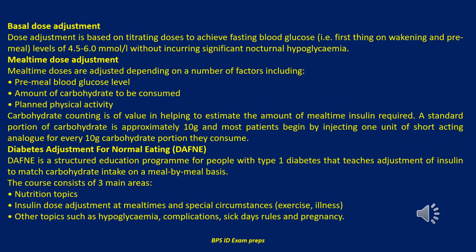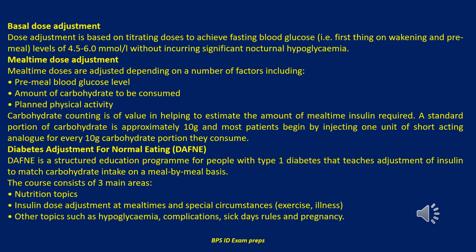Next we will discuss basal dose adjustment. Dose adjustment is based on titrating doses to achieve fasting blood glucose levels, i.e. first thing on awakening and pre-meal, of 4.5 to 6.0 millimoles per liter without incurring significant nocturnal hypoglycemia. Regarding mealtime dose adjustment, mealtime doses are adjusted depending on a number of factors including: 1. Pre-meal blood glucose level, 2. Amount of carbohydrate to be consumed, and 3.